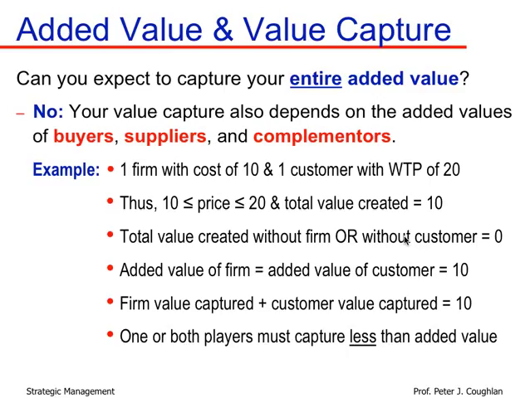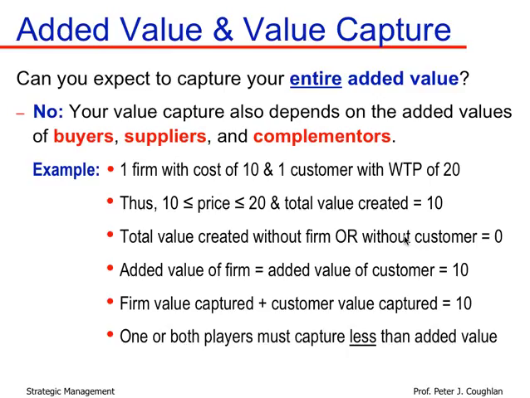But the bottom line is that the total value created is going to be willingness to pay minus cost, or 20 minus 10, so 10. But the total value created without the firm or without the customer is 0. Without the firm, the customer has nobody to buy from. Without the customer, the firm has nobody to sell to.